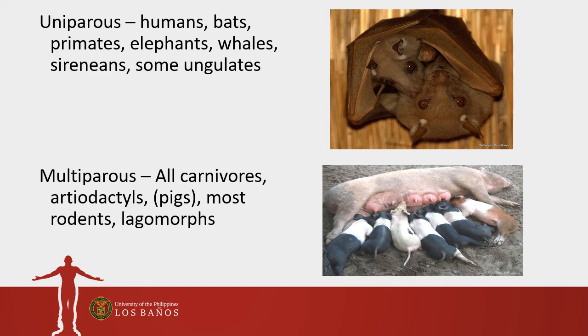Uniparous mammals normally produce a single offspring, such as humans, bats, primates, elephants, whales, sirenians, and some ungulates. Multiparous mammals, on the other hand, produce more than one offspring, as in all carnivores, artiodactyls, most rodents, and lagomorphs.